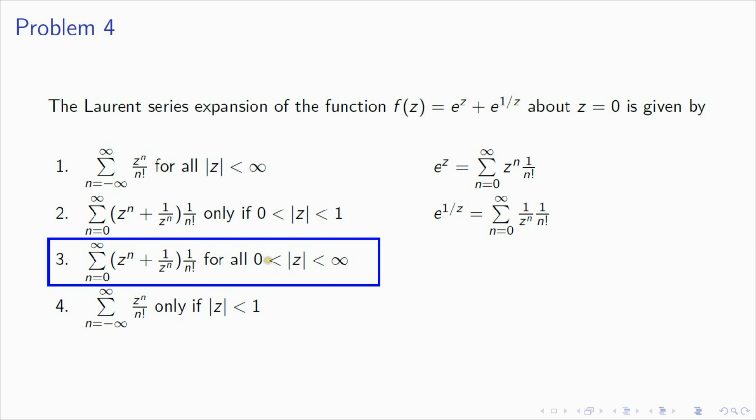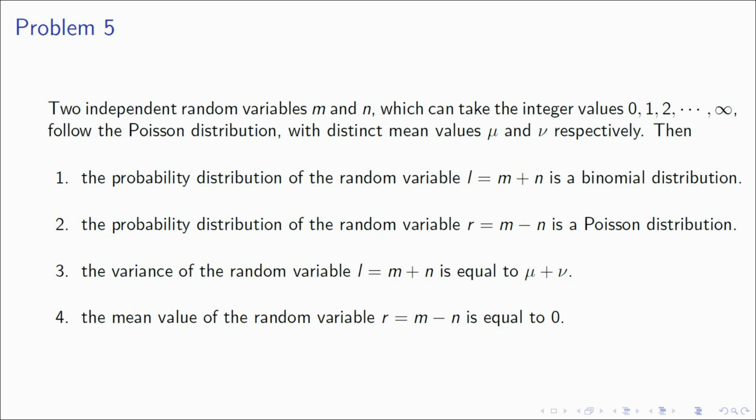Okay, so the next one says two independent random variables m and n, which can take the integer values 0, 1, 2 till infinity, follow the Poisson distribution with mean values mu and nu. Then which of the following is true? So the first option says the probability distribution of L, which is m plus n, is a binomial distribution, which is not correct, of course, because the sum of two Poissons is not a binomial distribution. The Poisson distribution itself is some kind of a limit of a binomial.